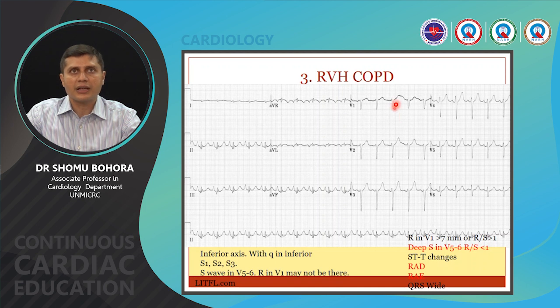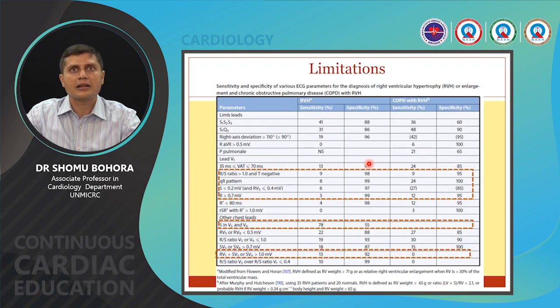Coming on to the last, third variety of RVH, COPD. Here you can see that there is a late transition. So late transition, inferior axis, and the presence of right atrial enlargement suggest that this is likely a COPD patient with right atrial enlargement and RVH. Criteria-wise for RVH, again, the sensitivity is less, while the specificity of most of the criteria is very high.